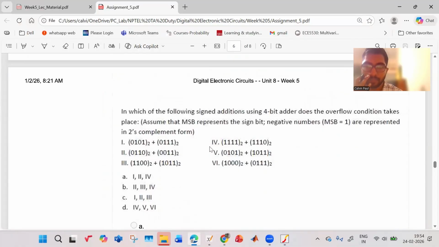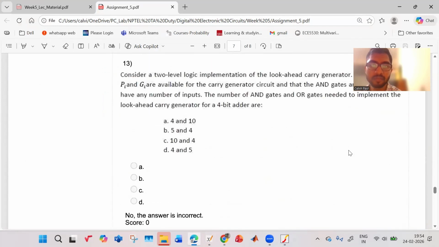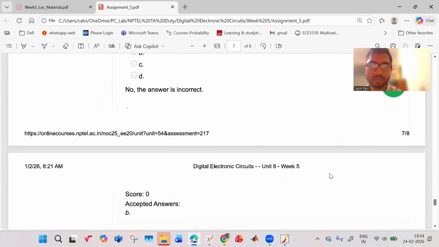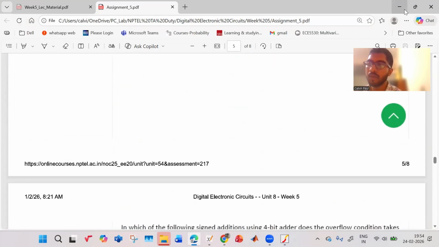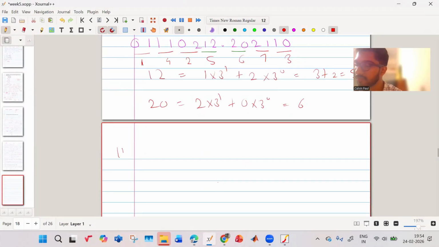Next, we can check this sum. In which of the following signed additions using 4-bit adder does the overflow condition take place? Assume that MSB represents a sign bit. Negative numbers, MSB equal to 1, are represented in 2's complement form.